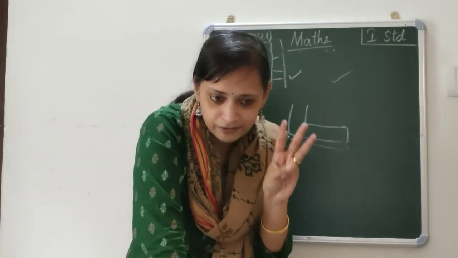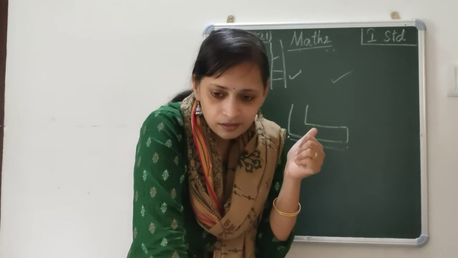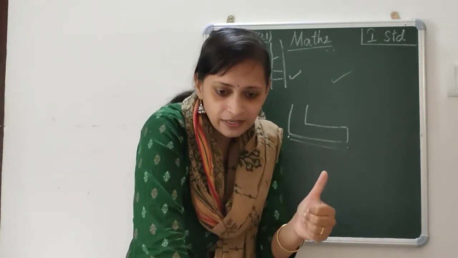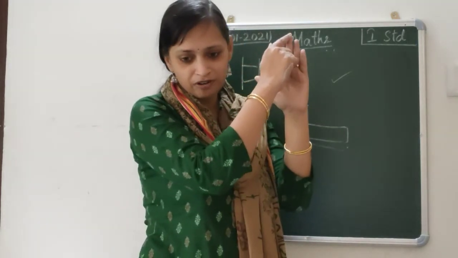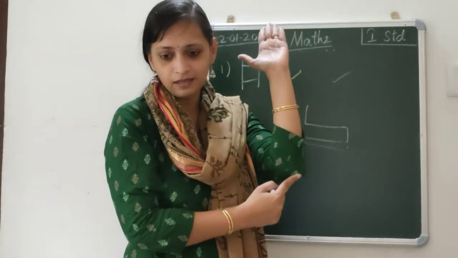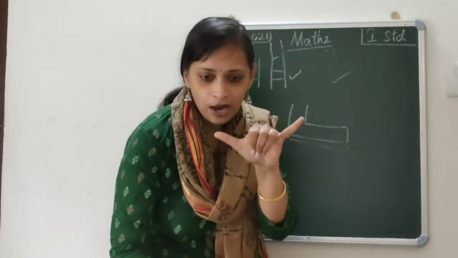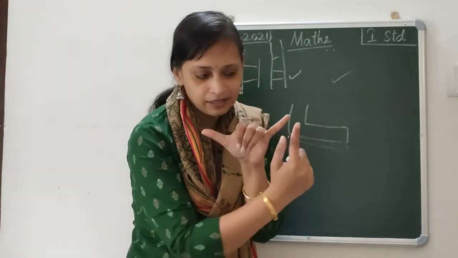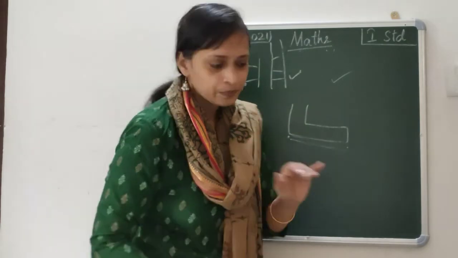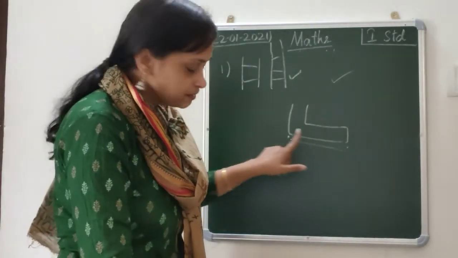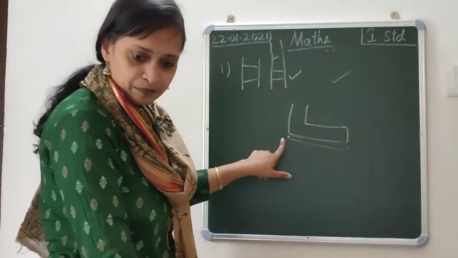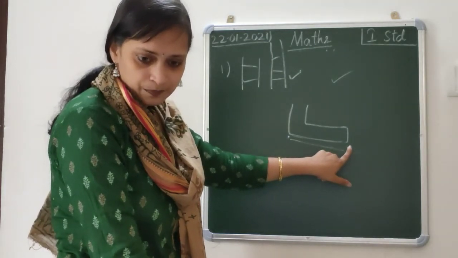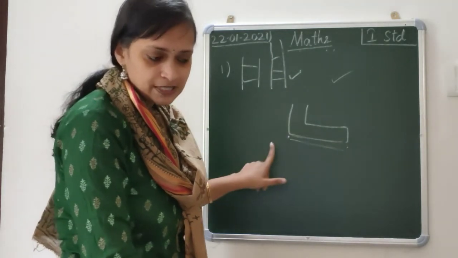What are the 3 different types that you have learned? Cubit. Cubit is the measurement from your finger till your elbow. Hand span is the measurement from the tip of your thumb till the tip of your little finger. And foot span is the distance from the heel to the tip of the foot. This is called your foot span.